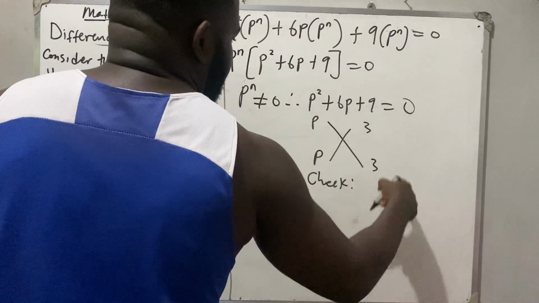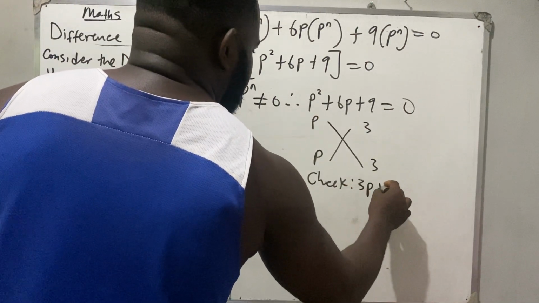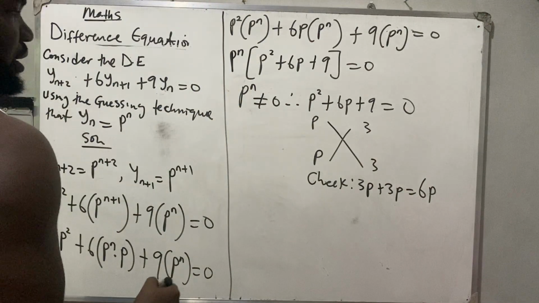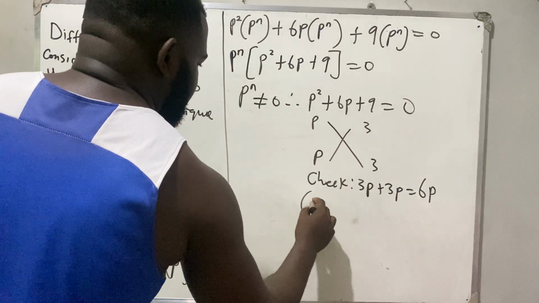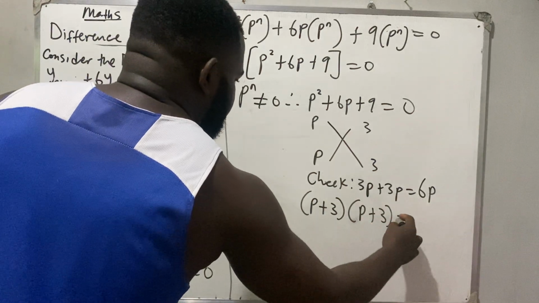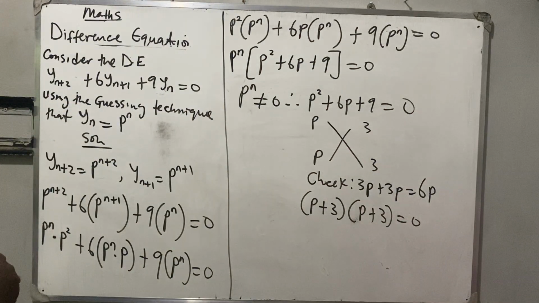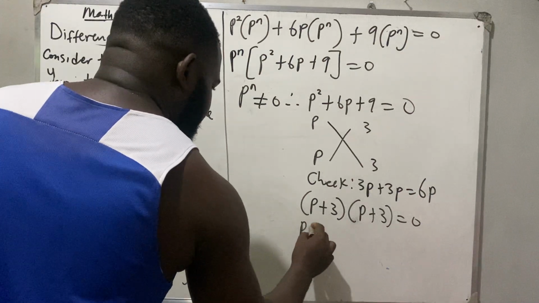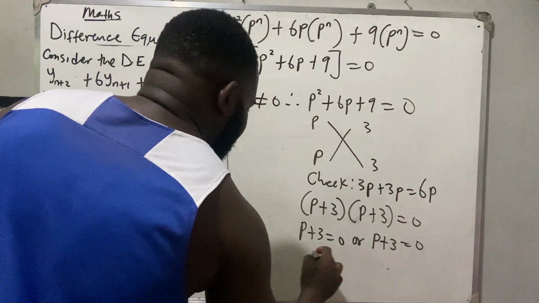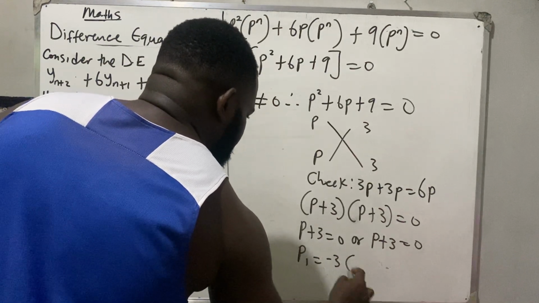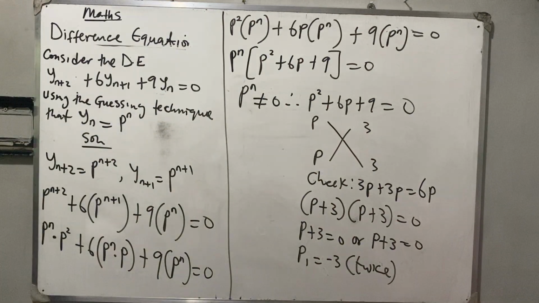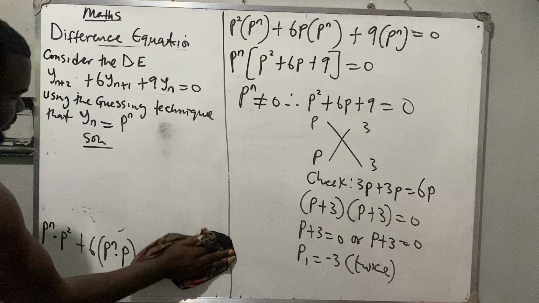Okay, so I have to check it. You cross multiply. That is 3p plus 3p, which gave me exactly 6p in the middle. So my answer becomes (p plus 3)(p plus 3) is equal to 0. When the product of two things is 0, one of them must be 0. So p plus 3 is 0, or p plus 3 again is 0. Our p is equal to minus 3 twice.